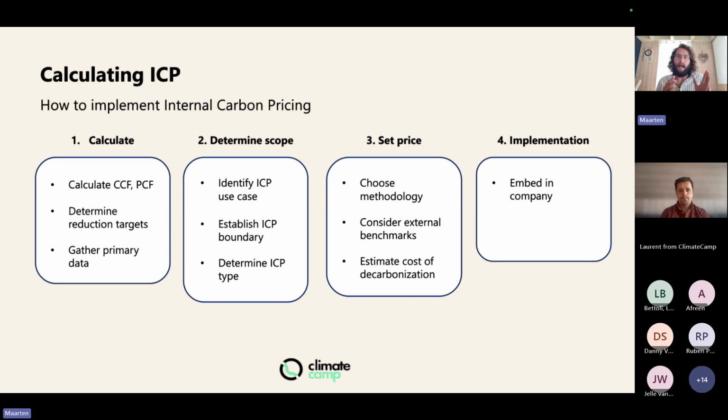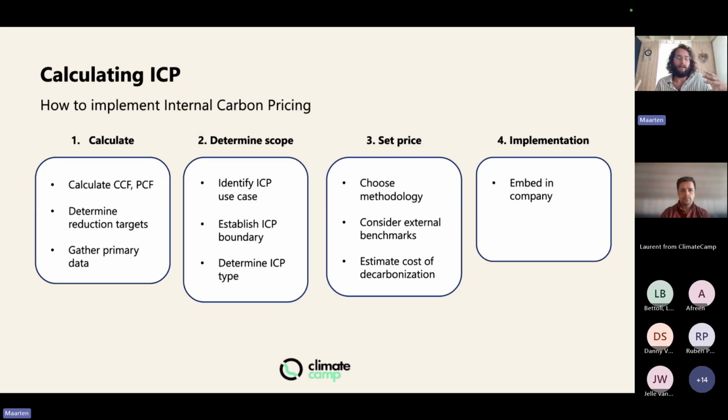Now, how can you implement internal carbon pricing? It's a very straightforward process, but it is very dependent on how your business operates, how complex it is, the business units you are involved in. So you need to go through a couple of steps, but you need to work as any good sustainability officer or manager does, work together with different business units to get a grasp of what internal carbon pricing can apply to within your organization. The start is always calculate.